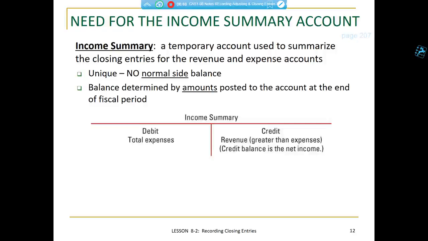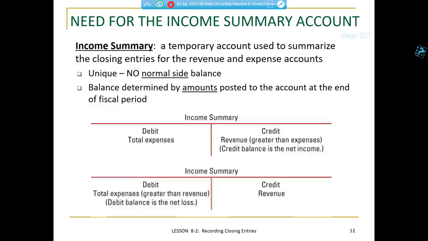Good. Okay. Now, if I had $3,000 in revenue and $5,000 in expenses, then I'm going to have a net loss, and this is going to be a debit balance. Would everybody agree with that? Does that make sense? Okay. So, if you want to write that down, if that helps you. That's just how the T accounts work out. So, if you have a debit balance, it's basically where your revenues are going to be less than your expenses, and you have a net loss.